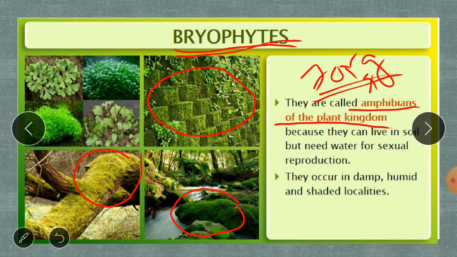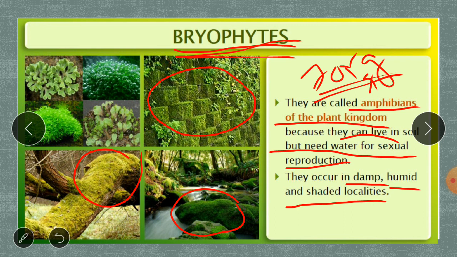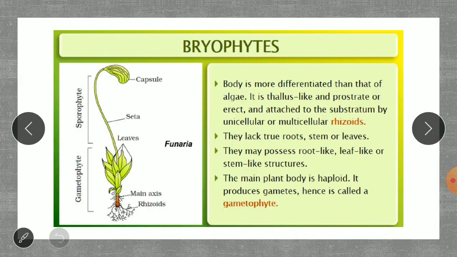Here in the plant kingdom, these bryophytes are called the amphibians of the plant kingdom because, like the frog, they can live in soil, but they need water for sexual reproduction. Hence, they are usually found in damp, that is moist or watery, humid, that is warm, and shaded localities. Wherever there is shade, in shady localities, we are able to find these bryophytes.